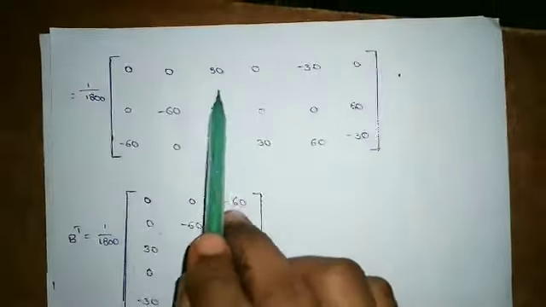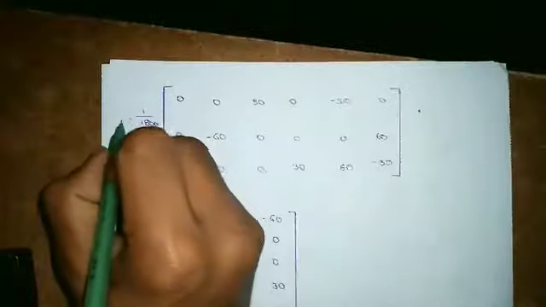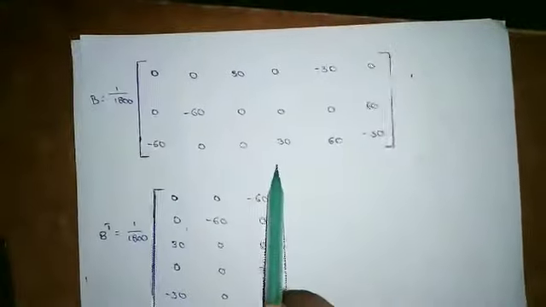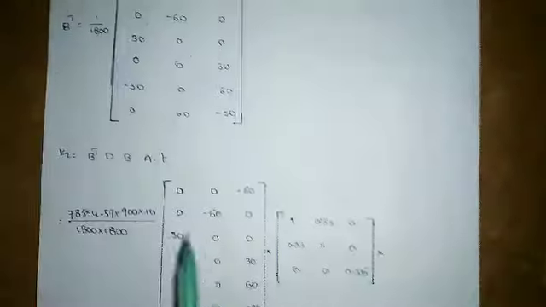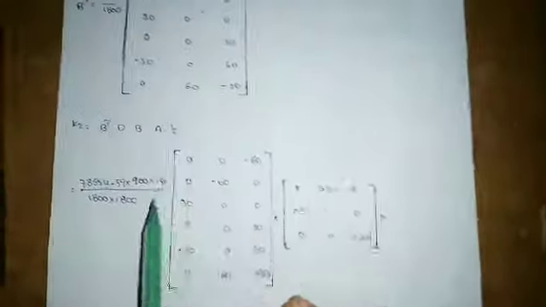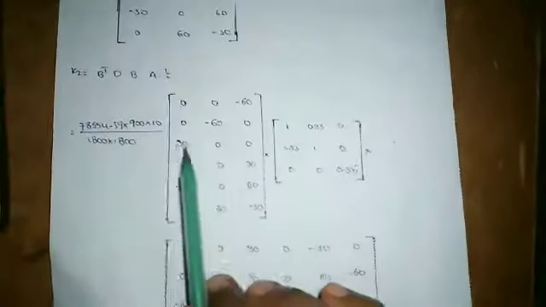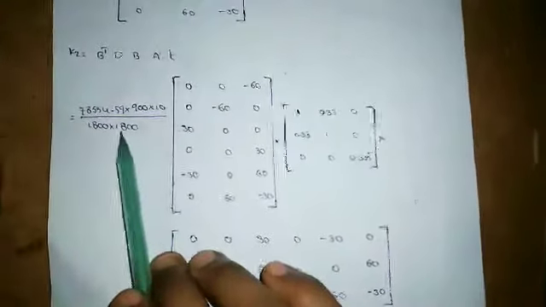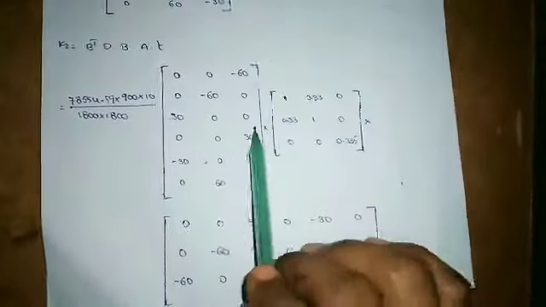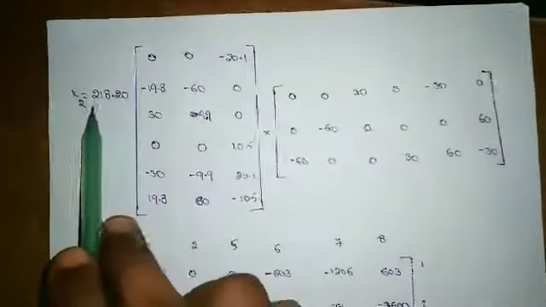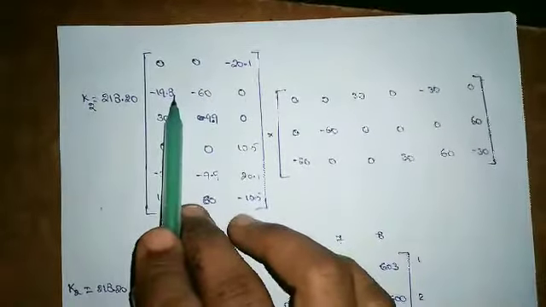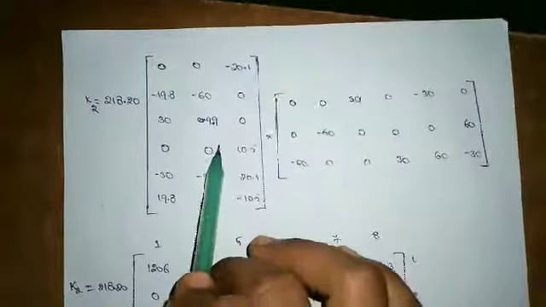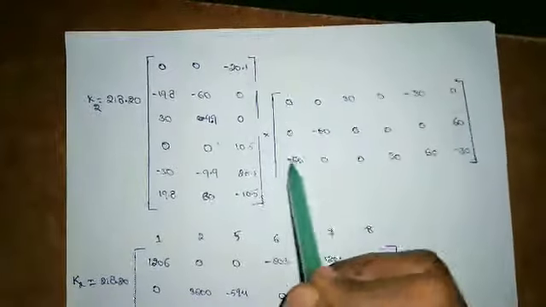After finding the B matrix, to find the B transpose, rows are converted into columns. Then after finding all the matrices, you have to substitute them in this equation. This is the constant value, you have to multiply this, then multiply with these two matrices. The constant value will give 218.20. Multiplying the B transpose and D matrix, you will get this matrix. Then multiplying with the B matrix, you will get the K2 matrix.